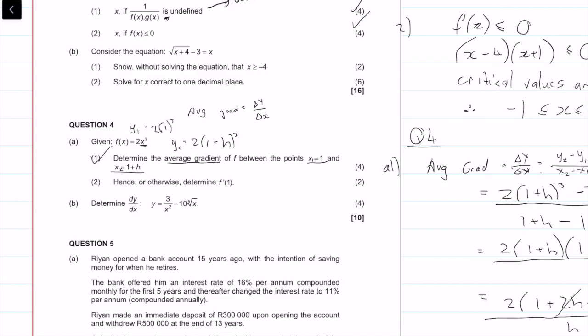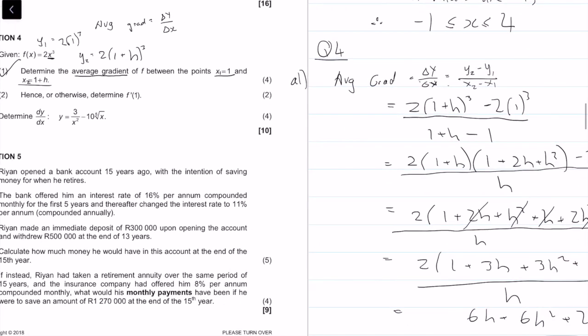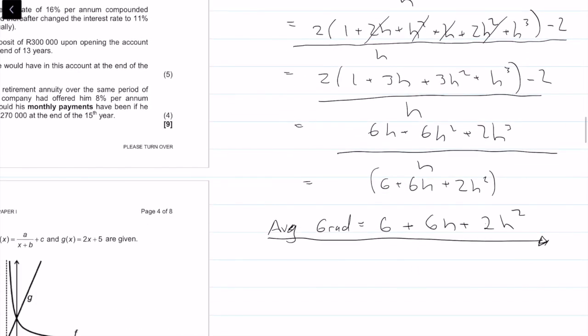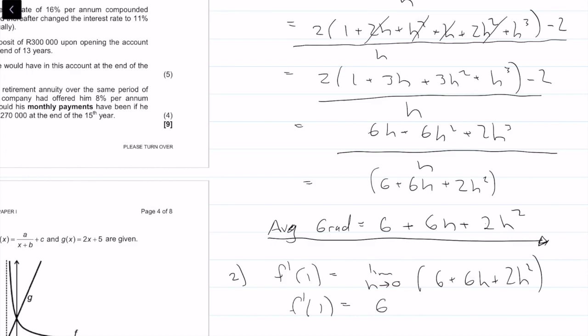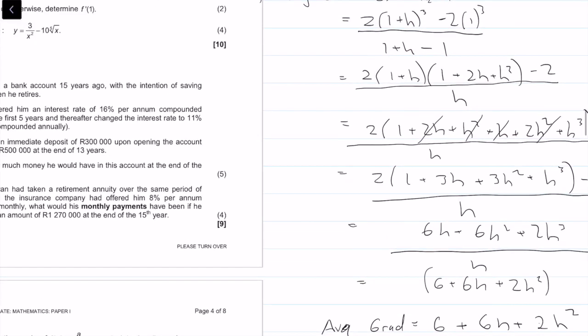And then it says, hence or otherwise determine f dash of x at 1. Okay, so that's very simple. All we're going to do is say that f dash of 1, so this is part 2, is equal to the limit as h tends to 0 of 6 plus 6h plus 2h squared. Obviously all these h's go to 0, so we're left with 6. So the derivative is equal to 6. This is the same as if we wanted to find the derivative by first principles. What we're doing with this limit is exactly the same thing.